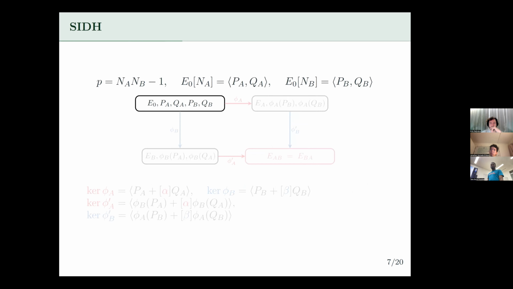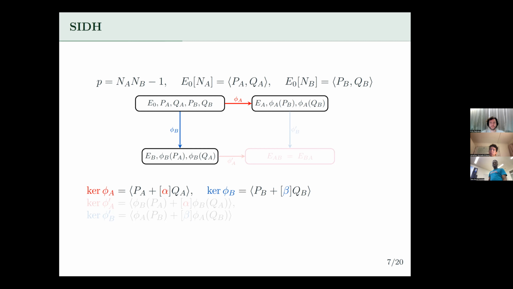You choose P of the form NA NB minus 1. Then your supersingular curves will have order (P plus 1) squared, and P plus 1 here will be NA times NB. Then you choose your basis PA and QA for the NA basis, PB and QB for the NB basis.